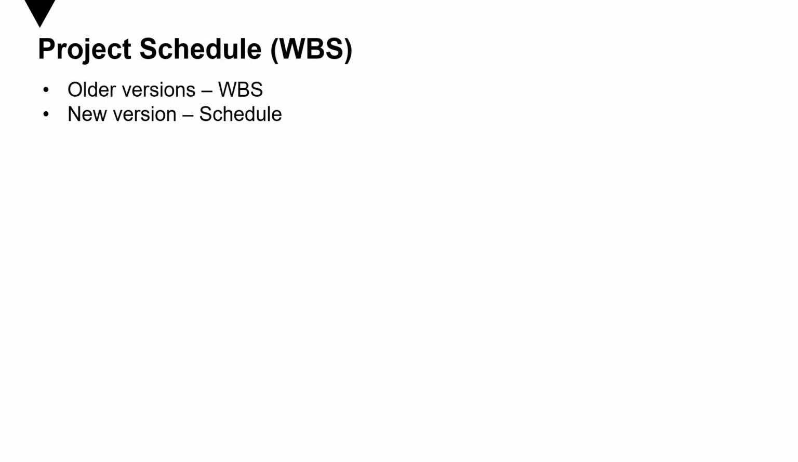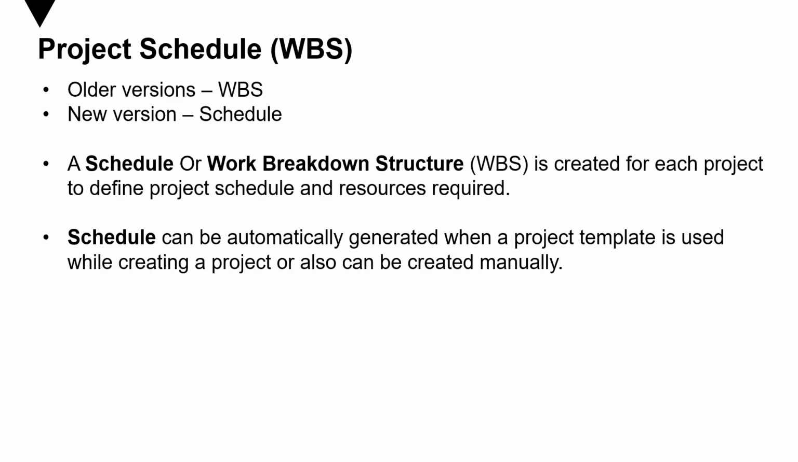Let's talk a little bit about project schedule. In older versions of Dynamics 365, it was called a work breakdown structure, abbreviated as WBS. And in the latest version, it is termed as project schedule. So if you hear the term work breakdown structure or project schedule, it essentially means the same. Okay, a schedule or a work breakdown structure is created for each project to define the project schedule and the resources that are required for that project.